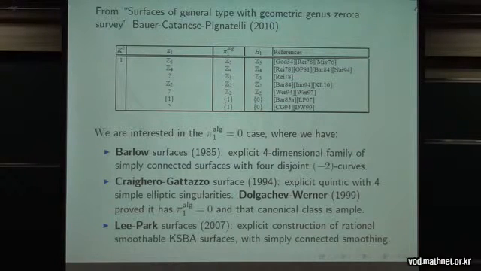And then 2007, you have Lee-Park surfaces. I'm going to explain a little bit more about that. And this is an explicit construction, but in the smoothable boundary of the KSBA moduli space of this type of surfaces. And they are simply connected.